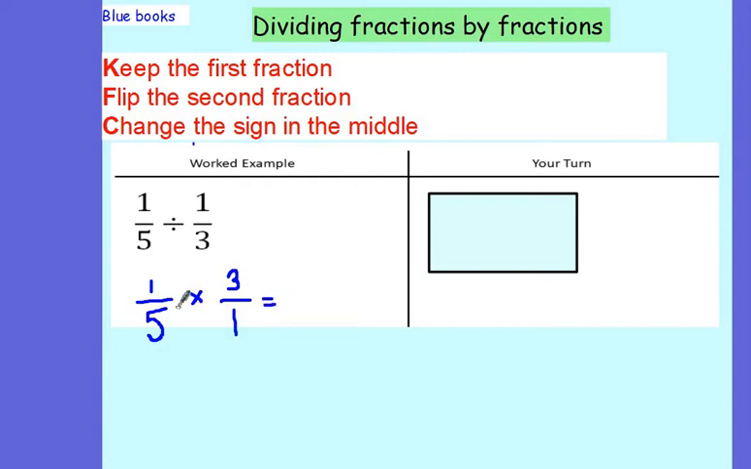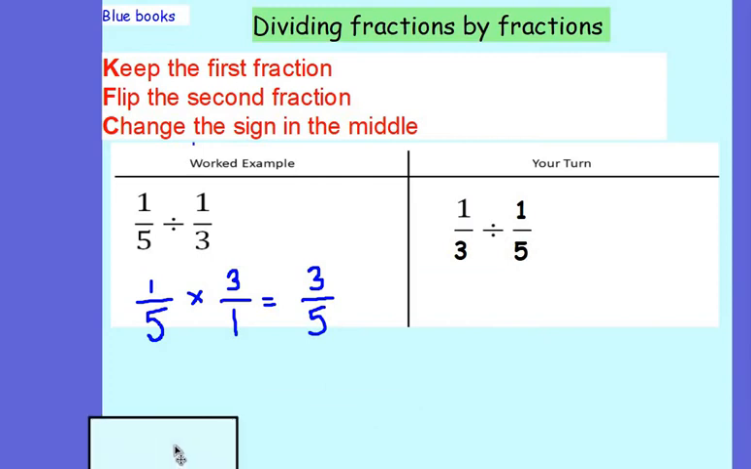Now we know when we multiply fractions, we multiply the numerators together and the denominators together. So 1 times 3 gives me what, Dan? 3 on the top, brilliant. 5 times 1 gives me what, Felix? 5 on the bottom. So 1/5 divided by a third is 3/5. Over to you, Year 7, in your dark blue books. Pause the video for a minute and work out this one for me.